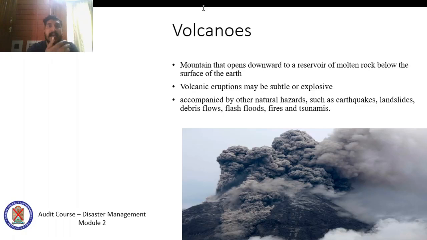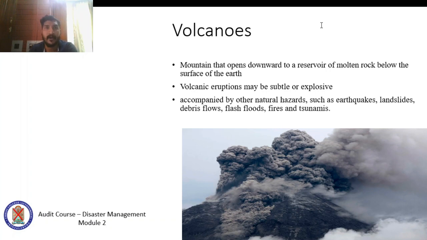When pressure from the gases within the molten rock becomes too great, an eruption occurs. An eruption can be quiet or explosive. There may be lava flows, flattened landscapes, the extrusion of poisonous gases, and flying rocks and ash that can sometimes travel up to miles of distance. And the volcanic eruption may be subtle or explosive and can produce dangerous lava flows.